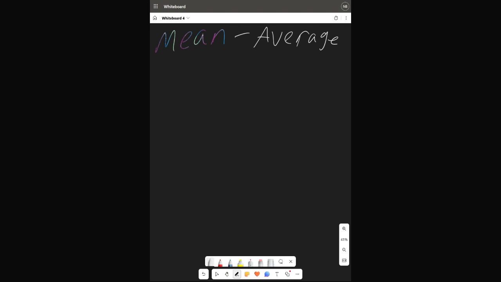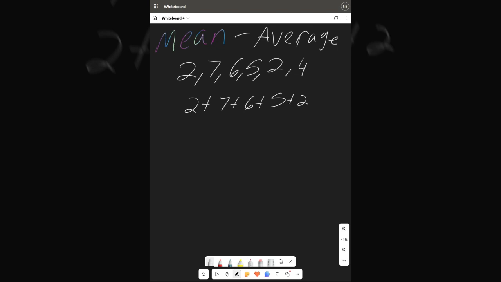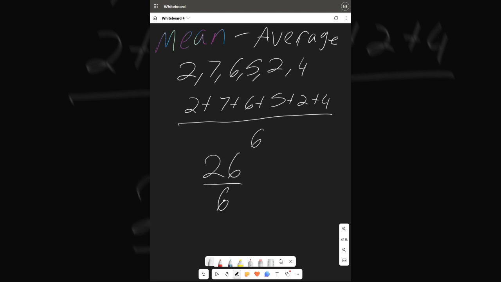Let's take a random data set. Doesn't really matter what. I don't know, 2, 7, 6, 5, 2, 4, something like that. All you got to do is add all of them up. So we're going to add up all of them: 2 plus 7 plus 6 plus 5 plus 2 plus 4. And then divide that sum by how many there are. 1, 2, 3, 4, 5, 6 numbers. So divide them all by 6. So 2 plus 7 is 9, plus 6 is 15, 20, 22, 26. I get 26 over 6, which ends up being 13 over 3, which would be my average, is 13 over 3.